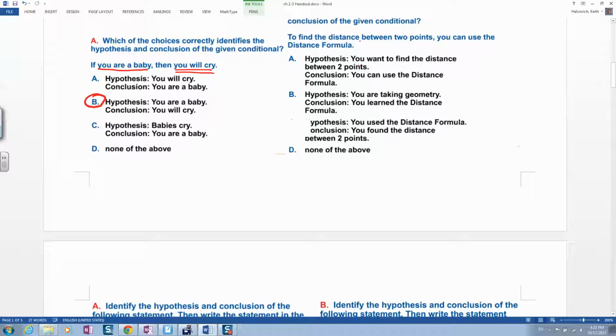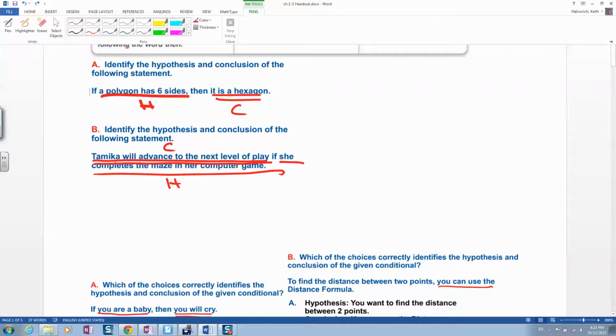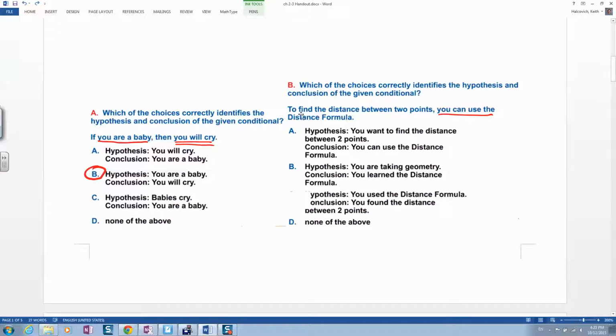Next one: to find the distance between 2 points, you can use the distance formula. The hypothesis is that you want to find the distance between 2 points. The conclusion is you'll use the distance formula, and that's A.